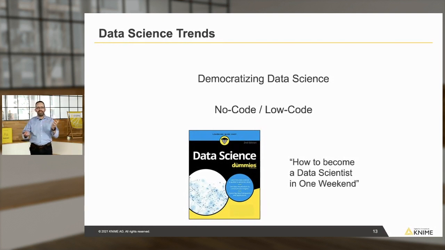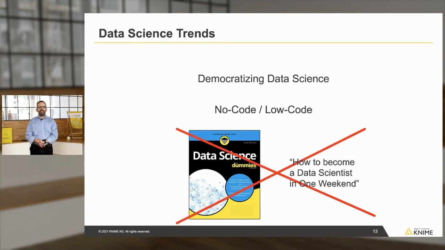Reading your book, Data Science for Dummies, or attending one of these $40 courses, how to become a data scientist in one weekend, or checking the little booklet that came with your muesli package, and then 3 days later, you're a successful data scientist. Data science, in the end, is really complicated. So democratizing data science, and also no code, low code, has a lot more to do with finding an environment that allows data scientists to really focus on what they want to do.